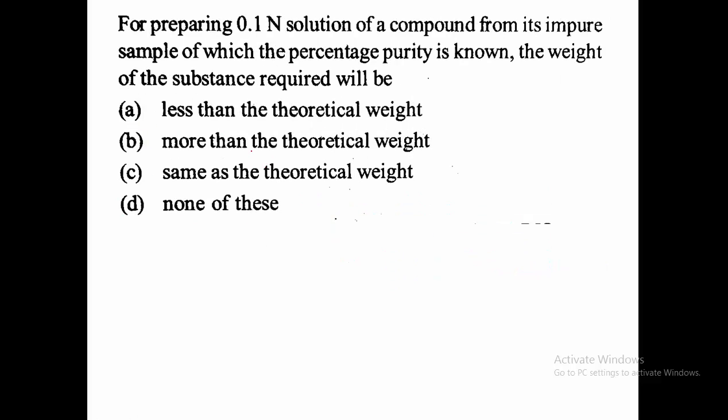Next question, for preparing 0.1 N solution of a compound from its impure sample of which the percentage purity is known, the weight of the substance required will be. ಏನು ಮಾಡ್ತೀವಿ ನಾವು 0.1 N ಸೊಲ್ಯೂಷನ್ನ ಪ್ರಿಪೇರ್ ಮಾಡಬೇಕಾಗಿತ್ತು ಅಂತ ಹೇಳಿದ್ರೆ ಫ್ರಮ್ ಇಟ್ಸ್ ಇಂಪ್ಯೂರ್ ಸ್ಯಾಂಪಲ್. ಈಗ ಪರ್ಸೆಂಟೇಜ್ ಆಫ್ ಪ್ಯೂರಿಟಿ ನಮಗೆ ಗೊತ್ತಿರುತ್ತೆ. ಅವಾಗ ವೇಟ್ ಆಫ್ ದಿ ಸಬ್ಸ್ಟೆನ್ಸ್ ರಿಕ್ವೈರ್ಡ್ ವಿಲ್ ಬಿ. ಈಗ ವೇಟ್ ನಾವು ಮೇಜರ್ ಮಾಡ್ಕೊತೀವಲ್ಲ ಅದರೊಳಗೆ ಪ್ಯೂರಿಟಿದು ಪರ್ಸೆಂಟೇಜ್ ಗೊತ್ತು, ಬಟ್ ಈಗ ಇಂಪ್ಯೂರಿಟೀಸ್ನೂ ಅದಾವ.